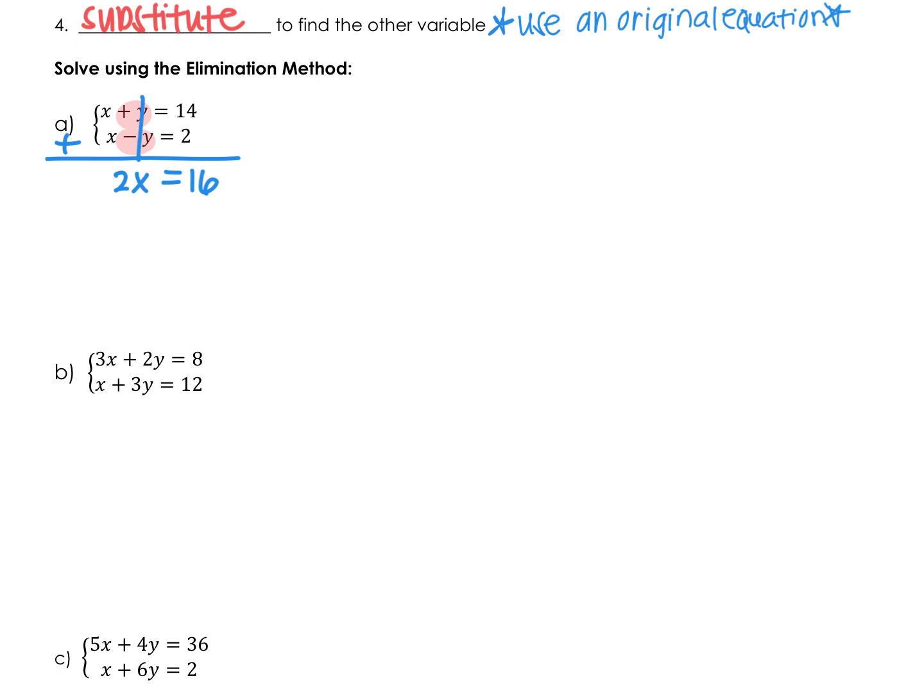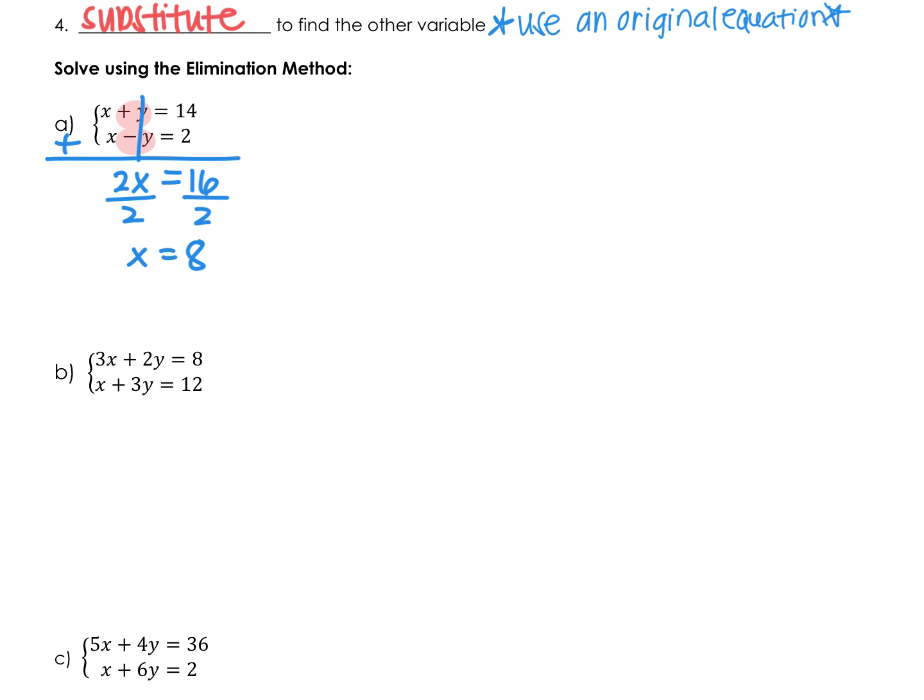Okay? From here, we just continue solving. Now we have only one variable, so we can find it. So what would I do from here? Divide by 2. And so x would equal what? 8. That's why this is called elimination, is because we are eliminating one of the variables, so that we have a new equation with just one variable that we can actually solve.